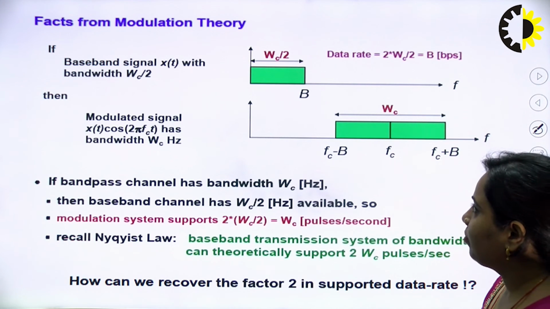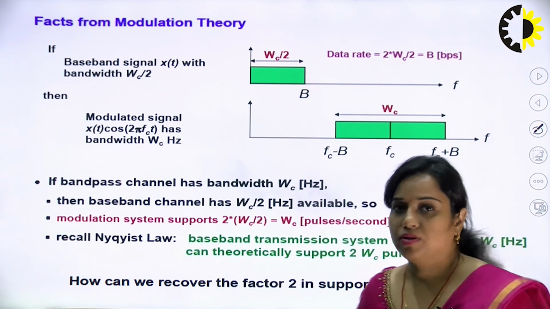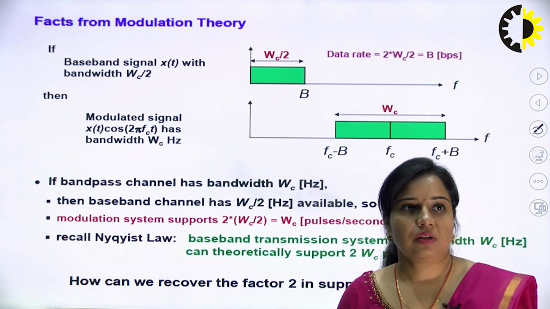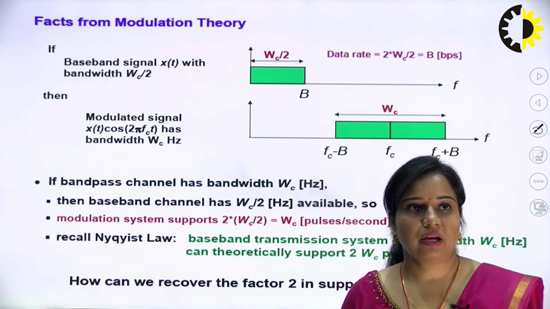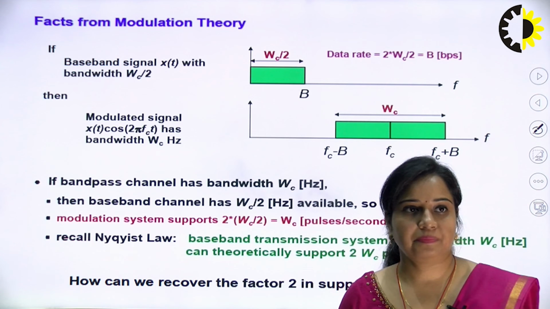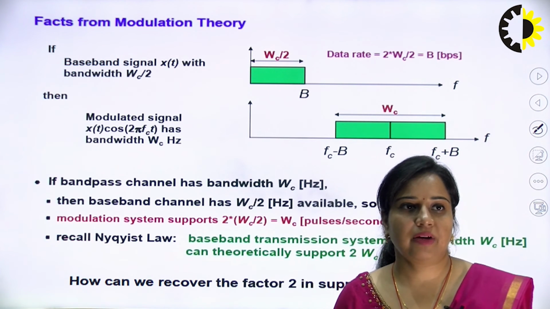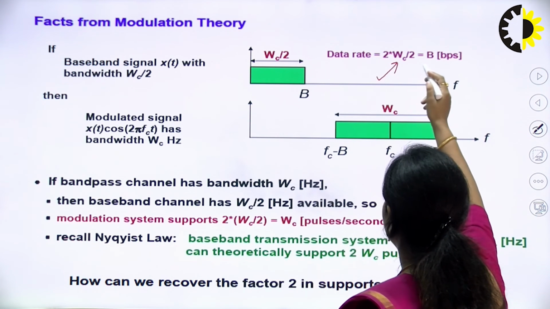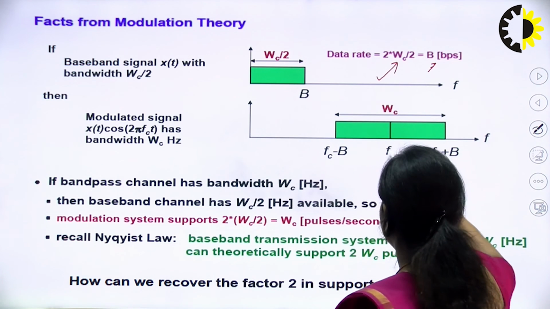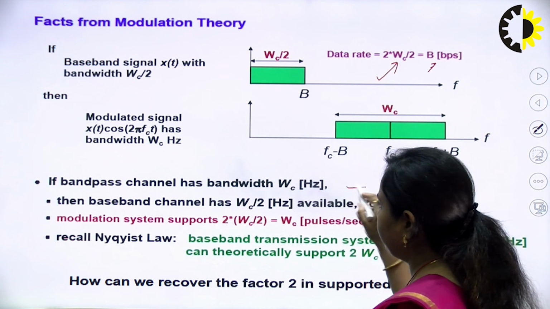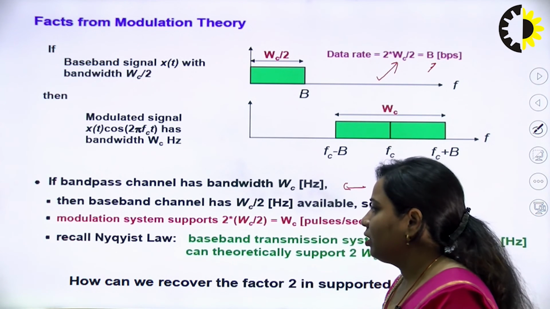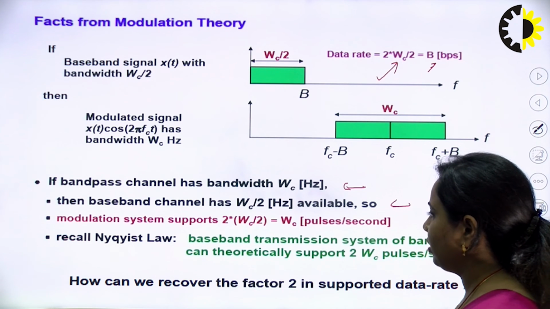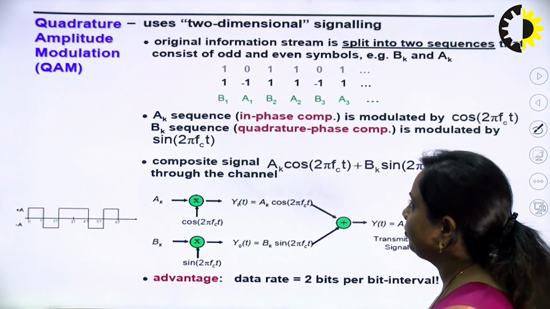Now, next are facts from the modulation theory. Since we have learnt about different types of modulation, both analog and digital: if the baseband signal x(t) has bandwidth omega c by 2, then the modulated signal has bandwidth of omega c hertz. So, this is how the data rate will be there, that is 2 into omega c by 2, that is B, and this is the variation. If the band pass channel has bandwidth of omega c, then the baseband signal has the bandwidth omega c by 2 hertz available. So, that is the main criterion for modulation theory.